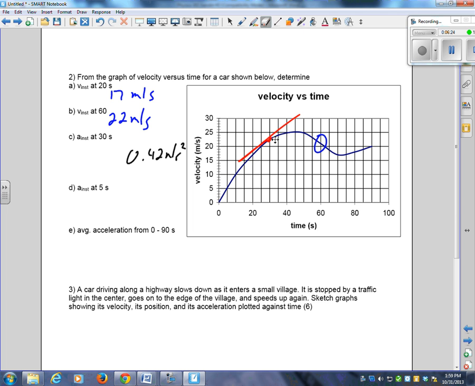I need to see your thinking. Without seeing your thinking, I'm not giving you the mark. Stop just writing answers. You know who you are out there. At instant 5 seconds, here, I still need to see a tangent line.